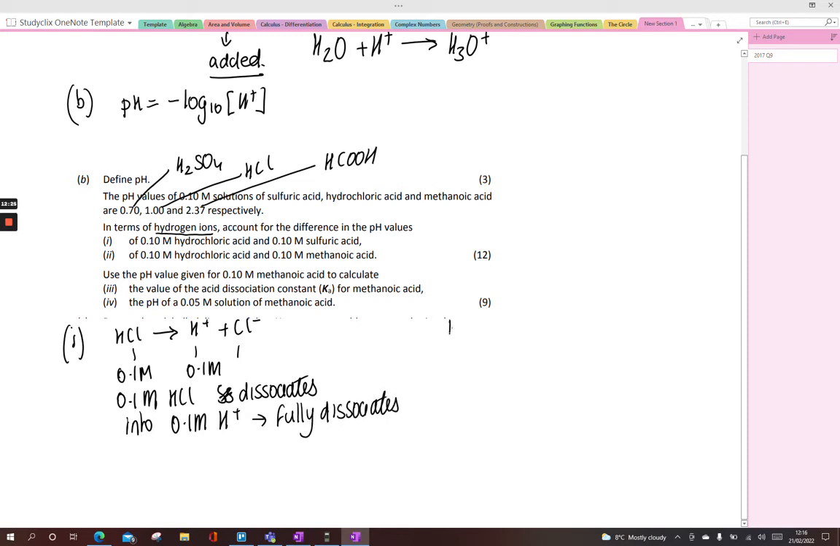Now if I look at sulfuric acid, it's a dibasic acid. So anytime you see sulfuric acid in your acids or bases, this is what's going to throw people off. It splits up into 2H plus and your sulfate anion. So I always think that's a 1:2 ratio. If I have 0.1 molar sulfuric acid, I'm going to produce 0.2 molar hydrogen ions.